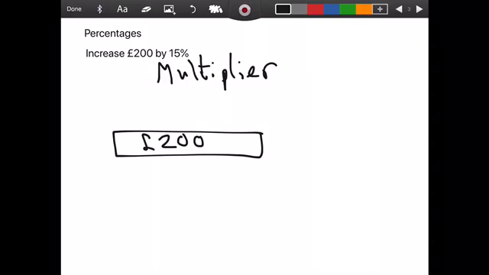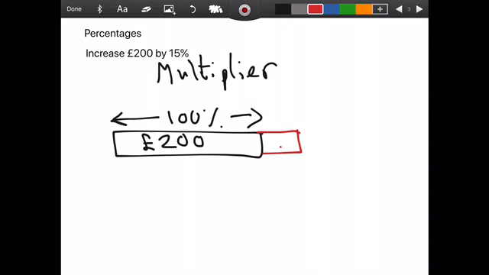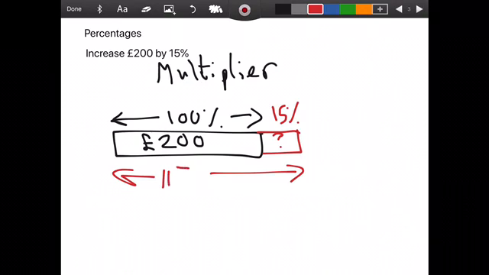So the way I'm going to think about this is I'm going to say if I had £200, that's my whole total, that's 100% of what I've got at the moment, and I want to add on 15%, this extra little bar on the end. So altogether I have 115%. So it's 100% plus my 15%.